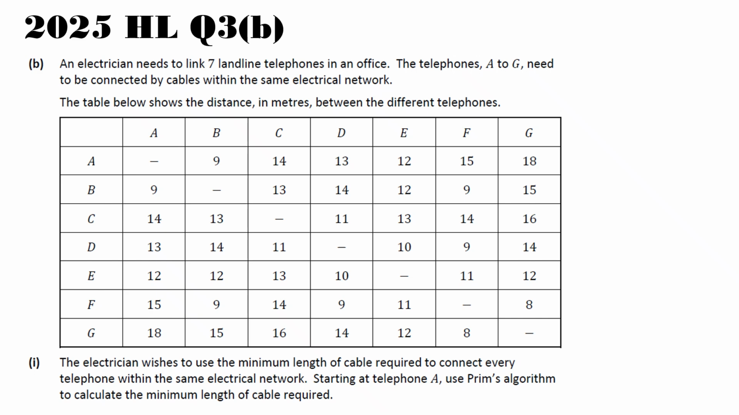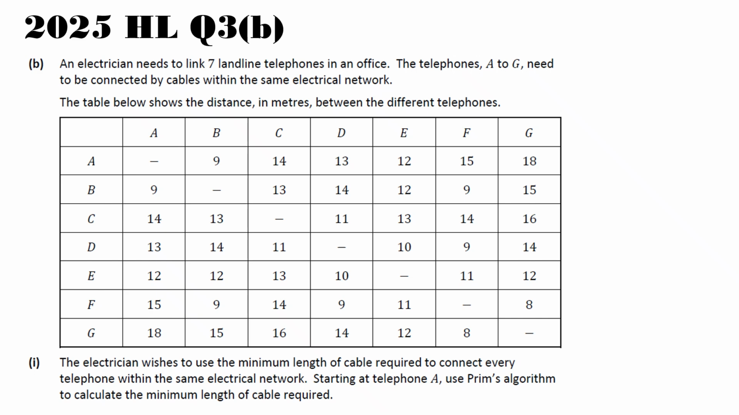So an electrician needs to link 7 landline telephones in an office. The telephones A to G need to be connected by cables within the same electrical network. The table below shows the distance in meters between the different telephones, and we can see our two-way table there from nodes A to G.